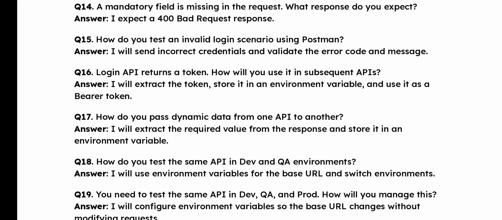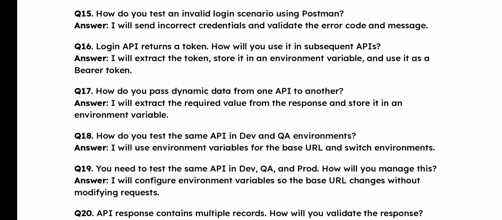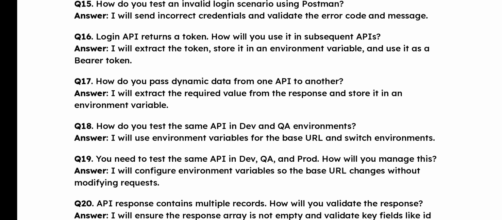15th question goes like, how do you test an invalid login scenario using Postman? I will send incorrect credentials and validate the error code and message. Okay, and the 16th question is about login API returns a token. How will you use it in the subsequent APIs?